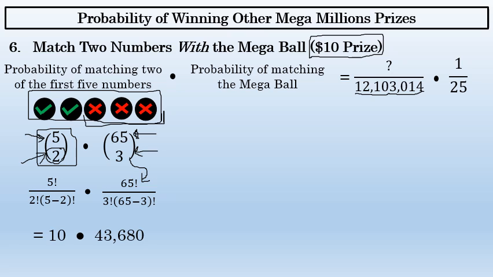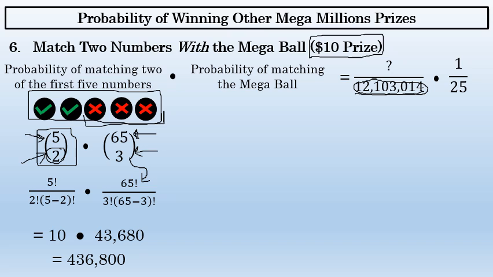Those simplify to 10 times 43,680, and has a product of 436,800. Understand that this means that out of the 12 million ways there are for those first 5 numbers to be drawn, 436,800 of those ways ends up matching 2 of the first 5 numbers.